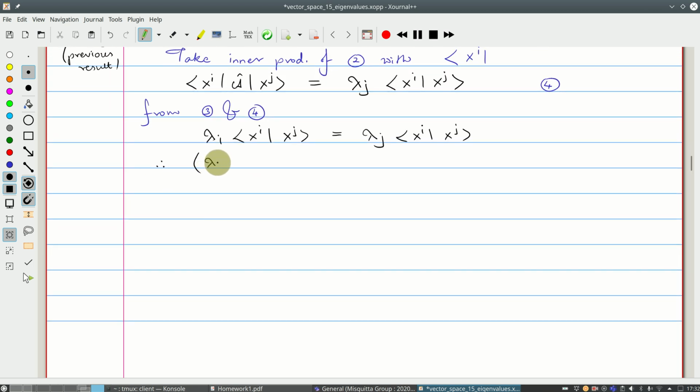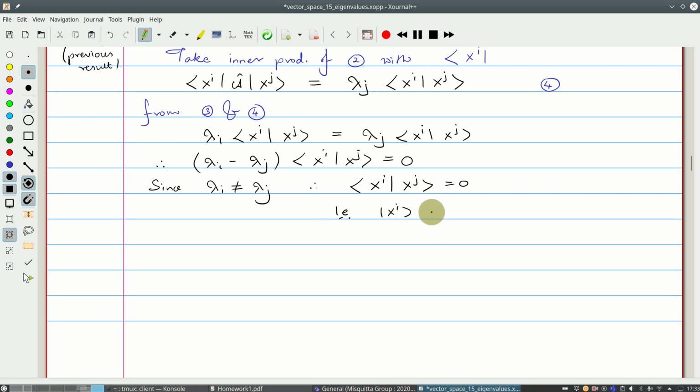Therefore, lambda i minus lambda j times the inner product of xi with xj is equal to 0. Now we are told that lambda i is not equal to lambda j. Therefore, you can divide by lambda i minus lambda j on both sides, and that leads to the inner product of xi with xj is 0, i.e. xi is orthogonal to xj. So the two eigenvectors corresponding to different eigenvalues of a Hermitian operator are orthogonal.